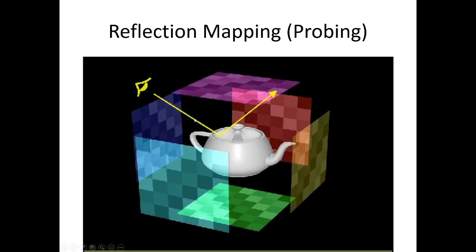So we take the view direction, we reflect that, and then we project it out into the scene and figure out which of these surfaces we're hitting, where we're hitting it, and what the texel value, what the pixel in the image value looks like at that position in space. So that's how reflection mapping works, and we're using that.